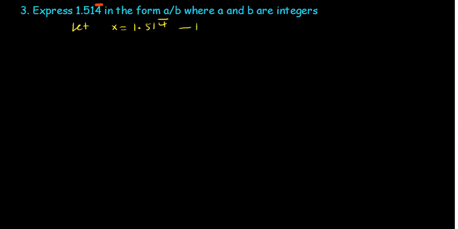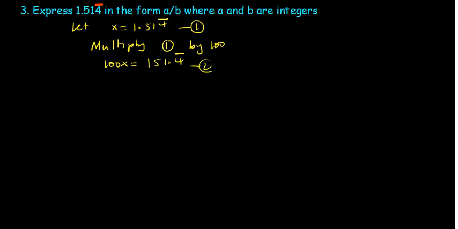So this is equation 1. I'm going to multiply it by 100. Multiply by 100, so that is going to give us 100x being equal to 151.4. Therefore, that is repeating. That will be a second equation. Now that we've got this, I need to make sure that the decimal point is behind the repeat number. And how do I make sure that it is? I need to multiply by 10 so that the decimal point goes there.